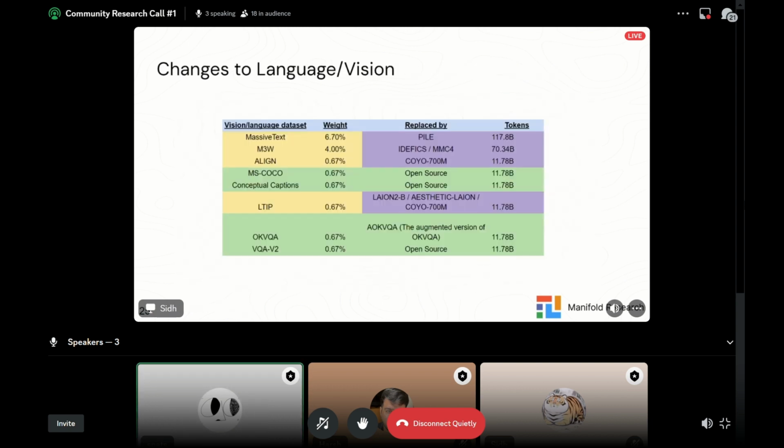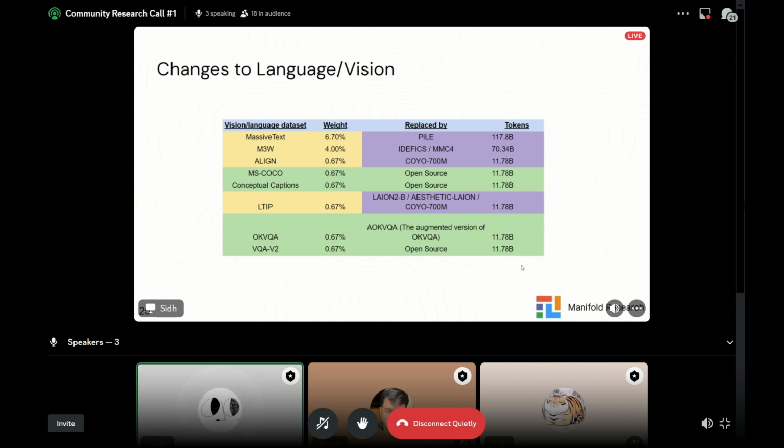So specifically for language and vision, we could generate this dataset right now and change some stuff. For example, we can move massive text to use the Pile, M3W to use something like Idefics or MMC4, and ALIGN to COYO 700 million. All of the others are open source datasets. The main problem is that they are not centralized. So the main thing we're trying to do here, specifically for language and vision, is to centralize all of these datasets so that we can use them to train Neko and benchmark other models like JAT or maybe tiny GPT, or all of that stuff.